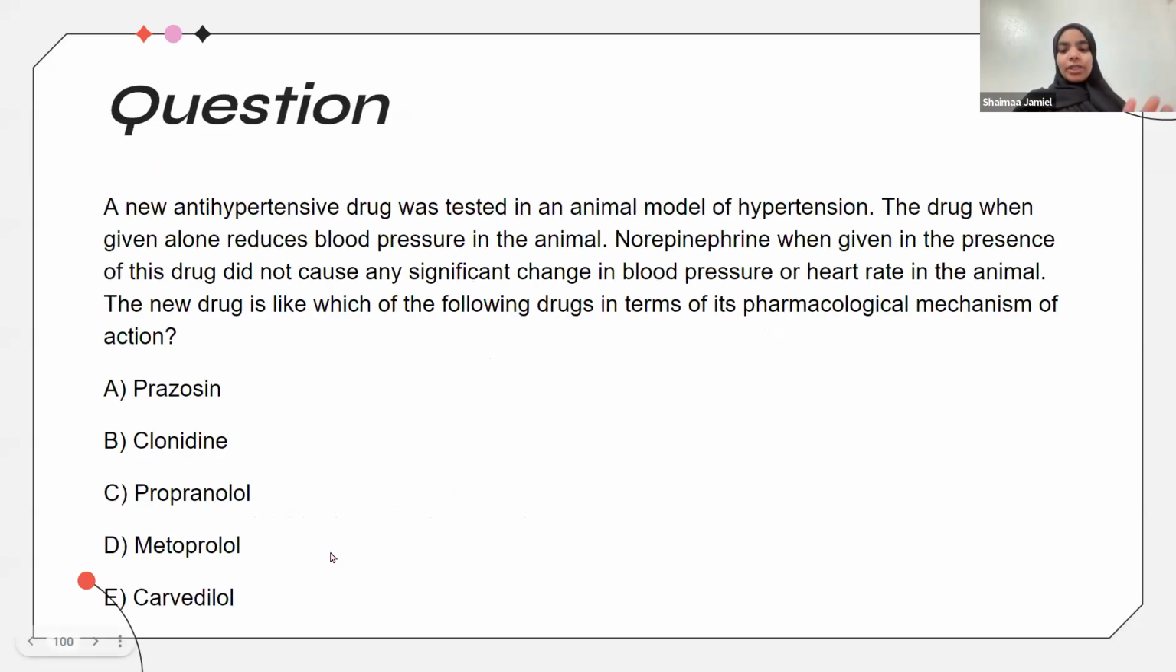So do you guys have any questions? Or you can answer this question. A new antihypertensive drug was tested in an animal model of hypertension. The drug, when given alone, reduces blood pressure in the animal. Norepinephrine, when given in the presence of this drug, did not cause any significant change in blood pressure or heart rate in the animal. The new drug is like which of the following drugs in terms of its pharmacological mechanism of action? So which one?